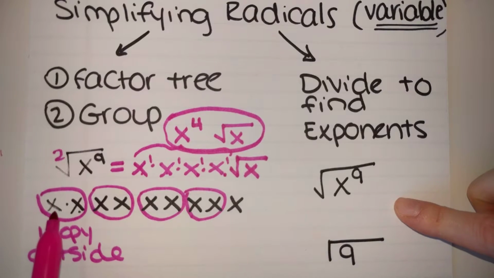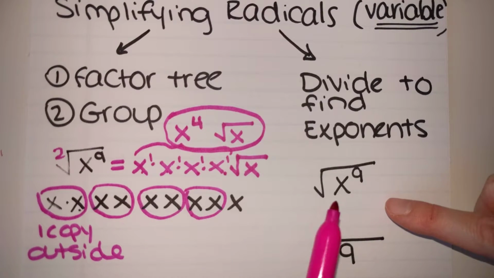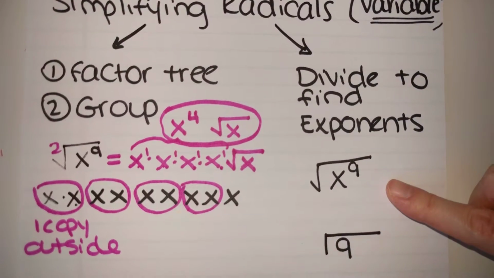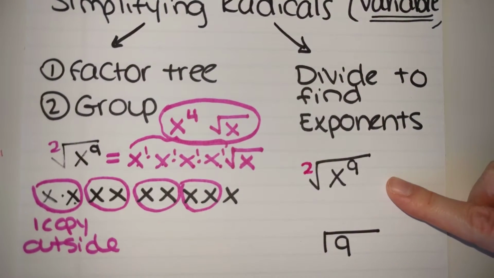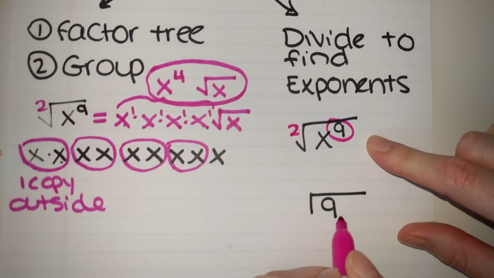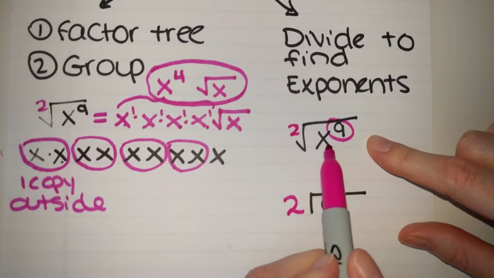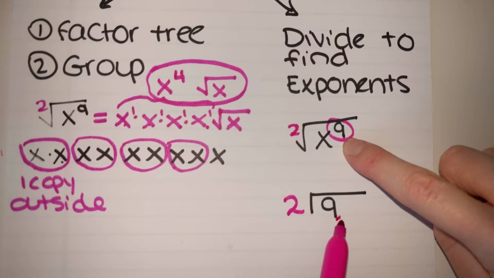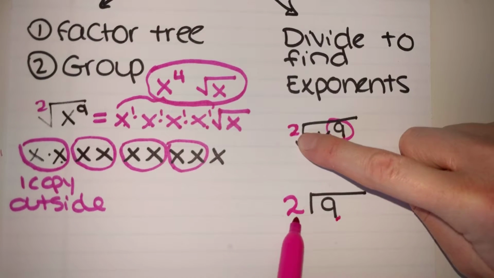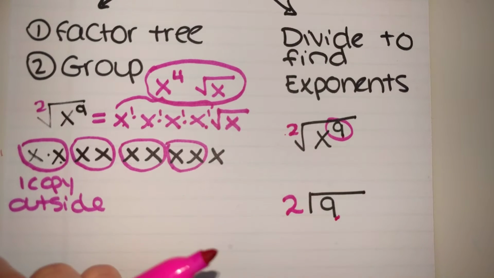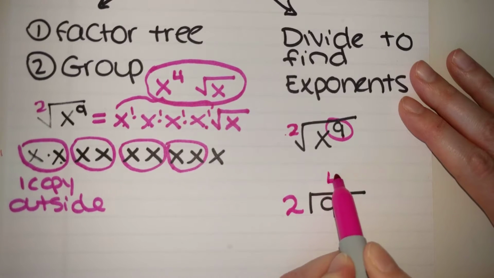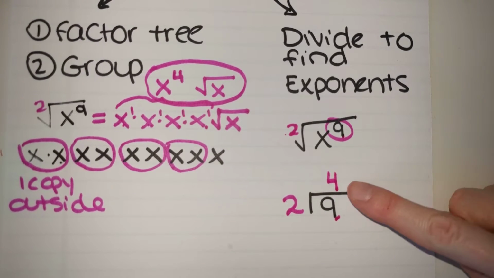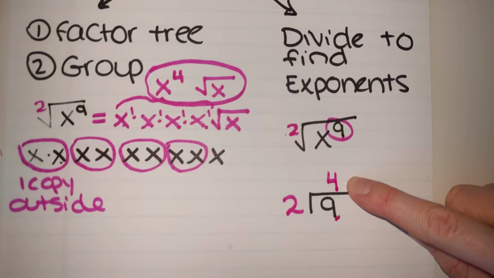So instead of writing out all the x's, what I could do is I could have started with the square root of x to the ninth, and I could say, okay, the index is 2, so I'll take 9 divided by 2. So it's almost like that little index sign becomes a division sign, and we have 9 inside, just like it's inside this radical here, and 2 outside of the division sign, just like it's outside of the radical sign. So what you would do is you would take on your calculator 9 divided by 2, and you get 4.5. So that tells you that 4 is your starting point for your quotient.